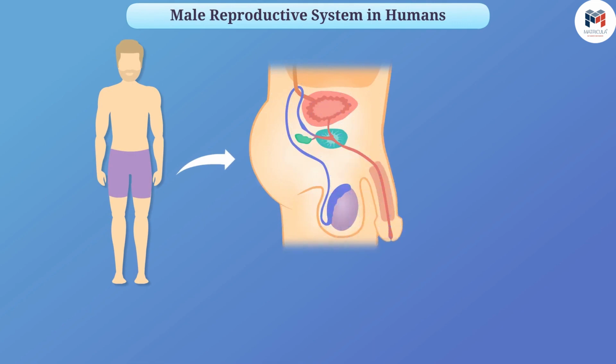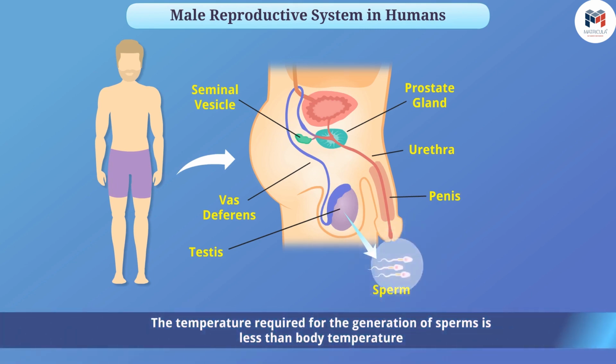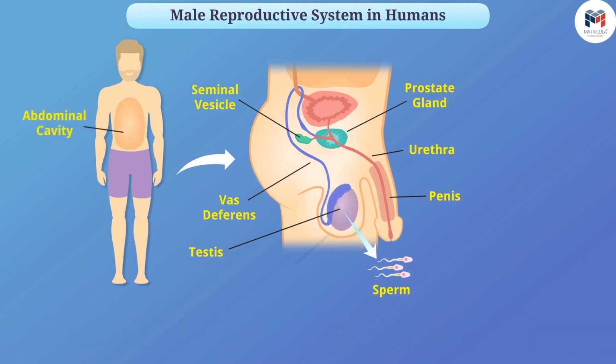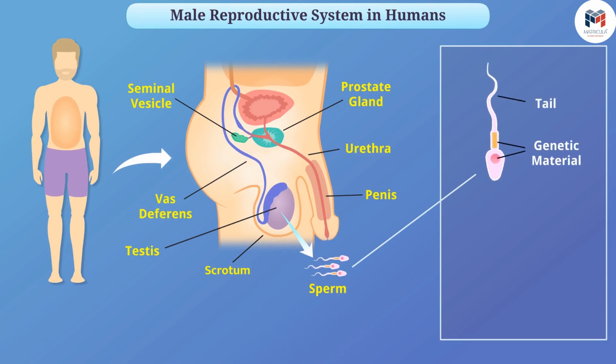The male reproductive system in humans consists of a pair of testes, the seminal vesicle, the vas deferens, the prostate gland, the urethra, and the penis. Each testis produces male germ cells called sperm. Since the temperature required for the generation of sperm is less than body temperature, the testes are located outside the abdominal cavity in the scrotum. A sperm is a microstructure and contains genetic material and a long tail that allows it to swim towards the female reproductive cell.